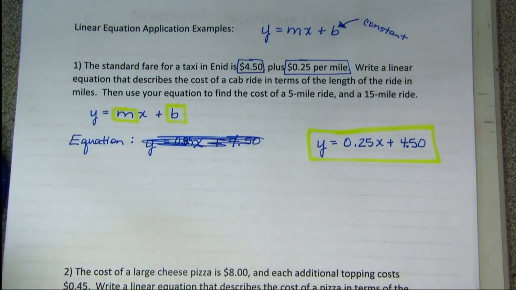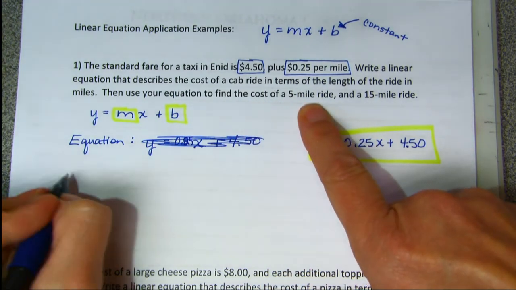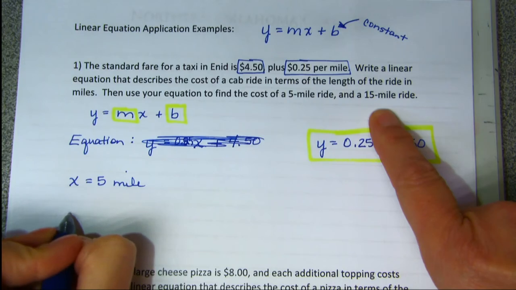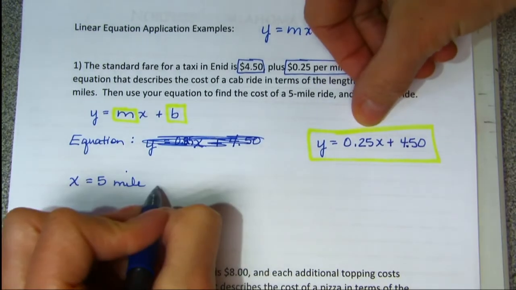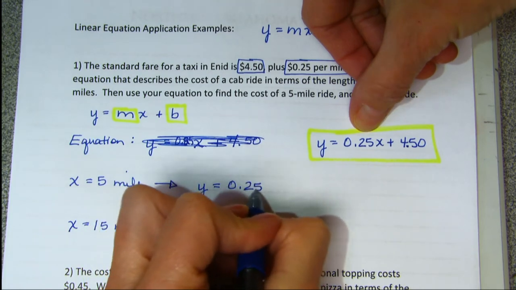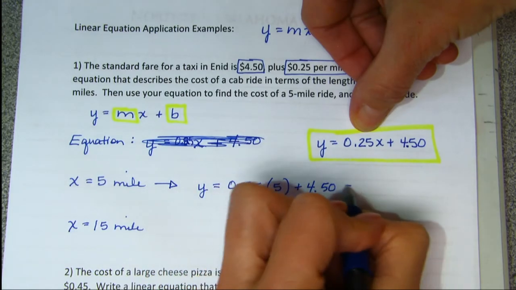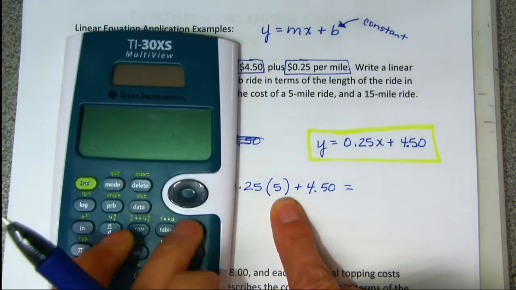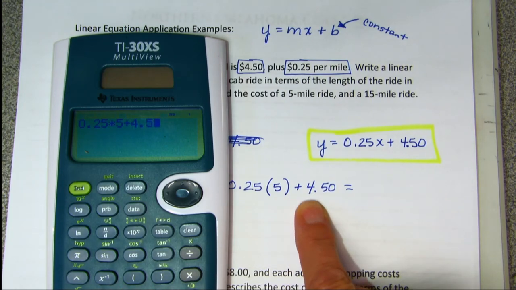Then it says, after you've found your equation, use the equation to find the cost of a 5-mile ride. So x is equal to a 5-mile ride. And then we're going to do a 15-mile ride. So now I'm going to use this equation. y equals 25 cents per mile, multiplied times 5 miles, plus $4.50. In place of the x, I'm putting how far we're going, which is 5 miles. In my calculator, I'm going to put 0.25 times 5 plus the constant of $4.50.